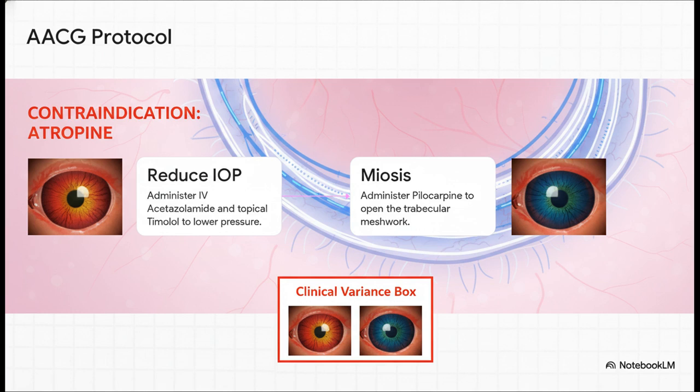Step 1. You must drop the production of aqueous humor immediately. Lower the pressure first with agents like IV acetazolamide or topical beta blockers like timolol. Then, once that pressure actually drops, step 2 is non-negotiable. You absolutely must administer pilocarpine, which is a miotic agent. Pilocarpine constricts the pupil, physically pulling the iris away from the trabecular meshwork to release that anatomical blockade.